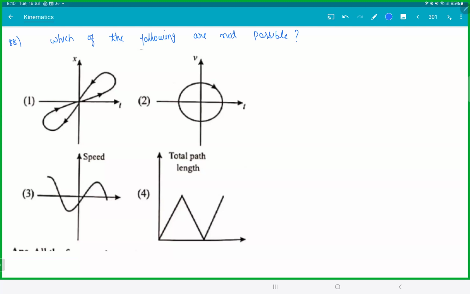Which of the following graphs are not possible? Give it a try. This would be a simple mains level question.